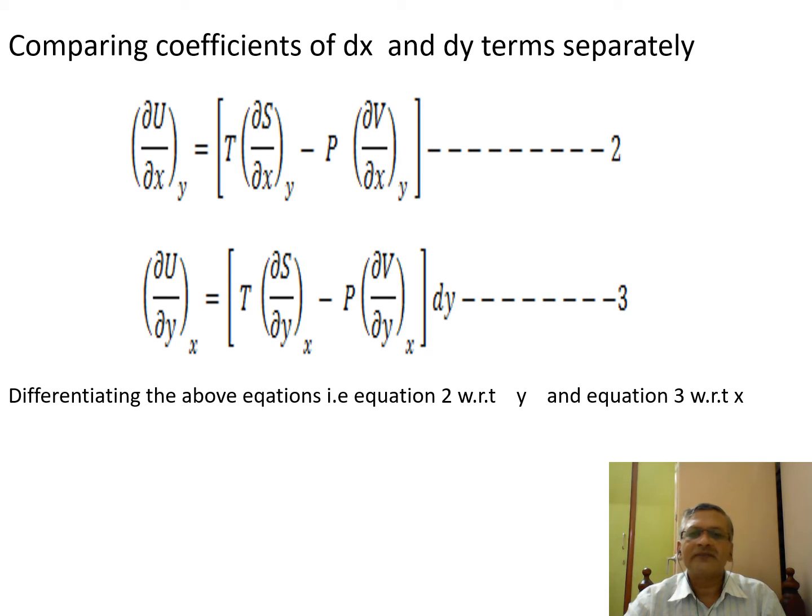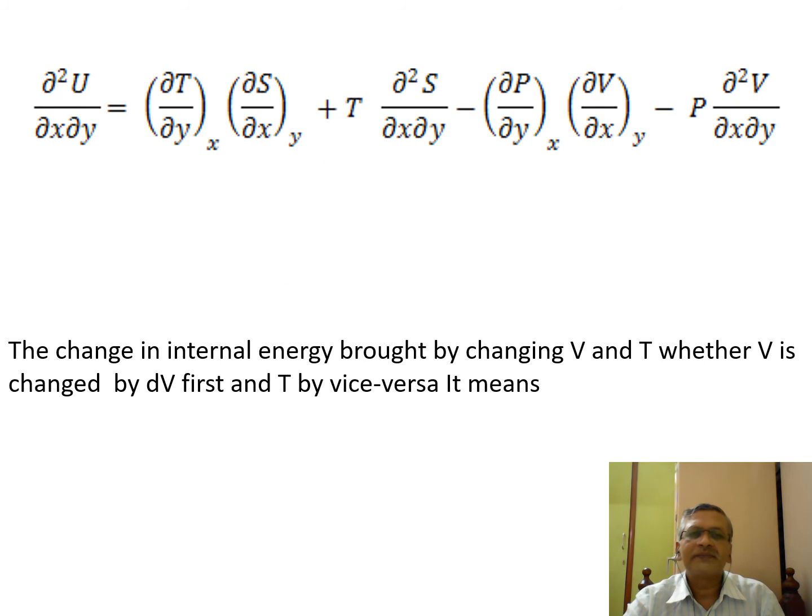Differentiating the above equations, equation number 2 with respect to y and equation number 3 with respect to x, we get: ∂²u/∂x∂y = ∂t/∂y keeping x constant, ∂s/∂x keeping y constant, plus t into ∂²s/∂x∂y, minus ∂p/∂y keeping x constant, ∂v/∂x keeping y constant, minus p into ∂²v/∂x∂y.